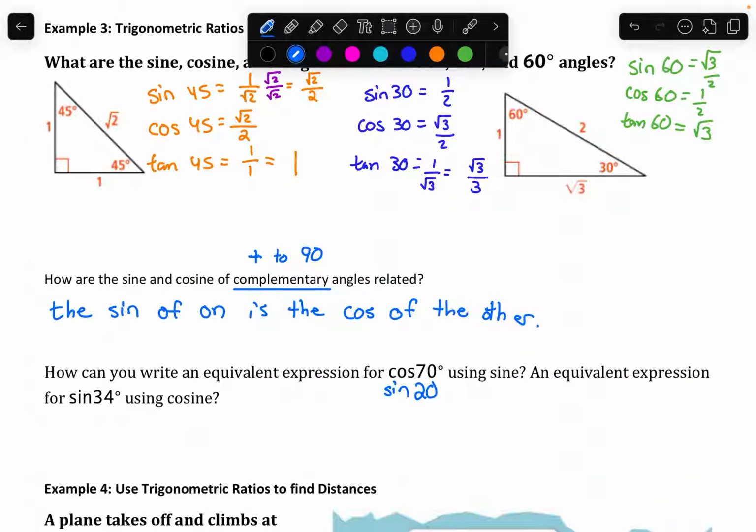If I have the sine of 34 and I want to write it as the cosine of a number, I just figure out the complement of 34. 34 plus 56 is 90. So the cosine of 56 and the sine of 34 are equal. As you get further into math, it is sometimes required to change your trigonometric ratios into other ones so that you can simplify expressions. So that's the end of our very, very basics.